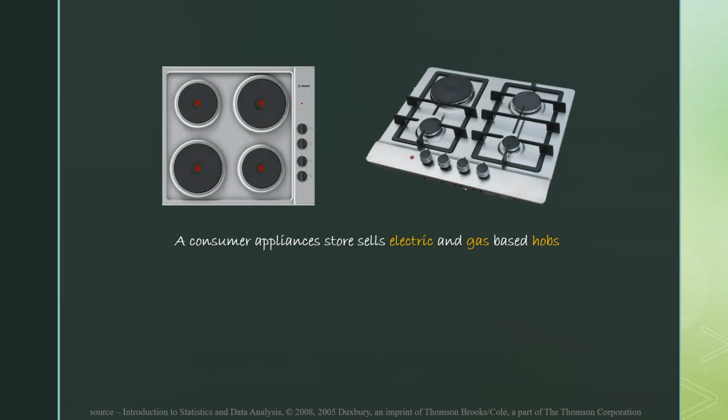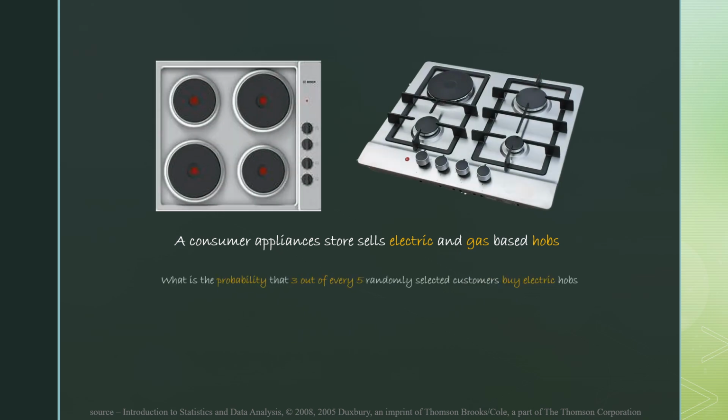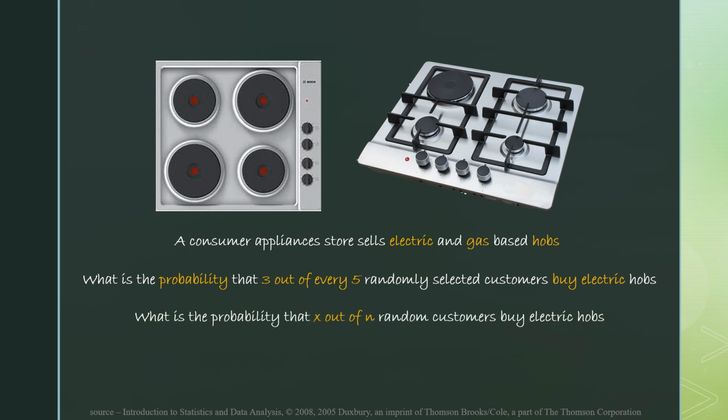Let's understand the analytical details in a binomial distribution using another illustrating example. A consumer appliance store sells electric and gas-based hobs. What is the probability that 3 out of every 5 randomly selected customers buy electric hobs? In other words, what is the probability that x out of n random customers buy electric hobs?